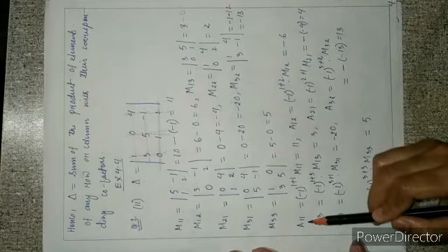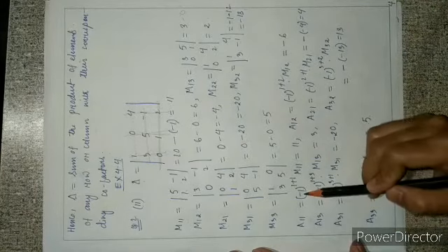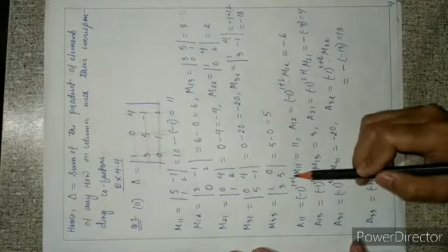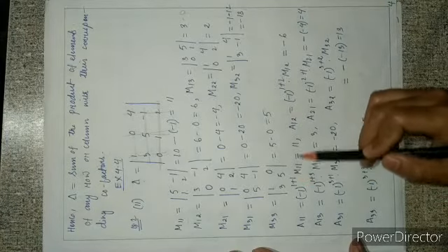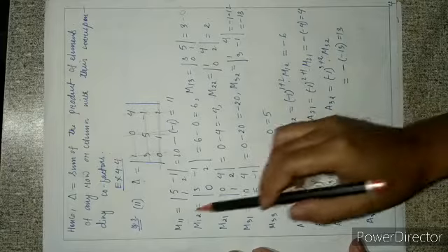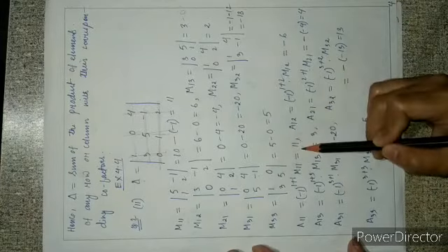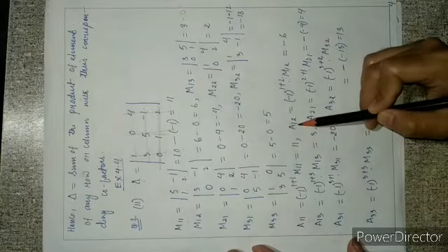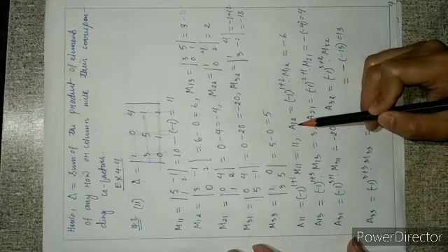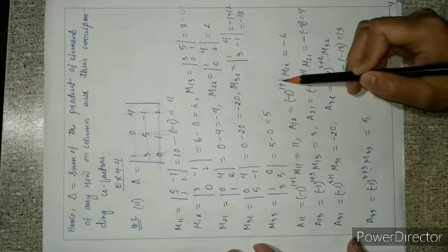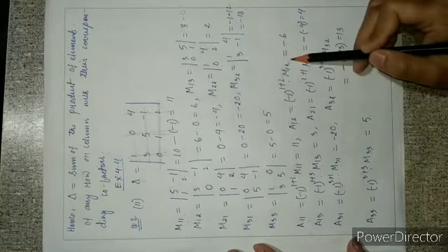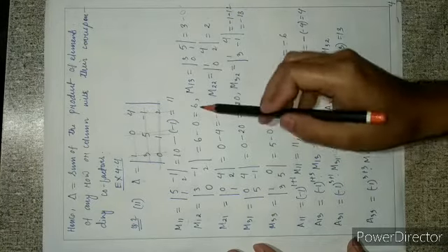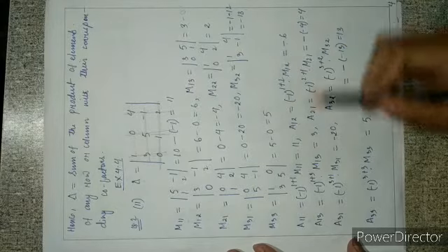Cofactor A11 is equal to minus 1 to the power 1 plus 1 multiplied by M11. 1 plus 1 is an even number, so it should be plus. Value of M11 is equal to 11. Then find cofactor A12. Cofactor A12 is minus 1 to the power 1 plus 2 M12. 1 plus 2 is odd, so there should be a minus sign. Value of M12 is equal to 6.